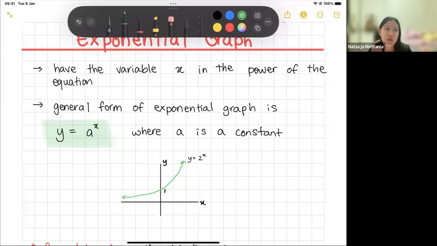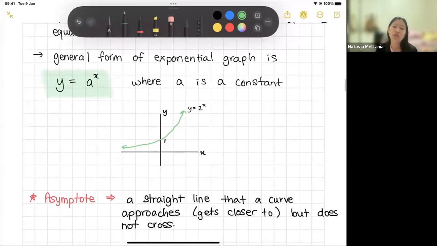It will grow increasingly large, no matter what number you pick. But the smaller the number, the closer it gets to 0, but never touches 0. It never passes, it never touches. Okay, so that is the general form of an exponential graph.